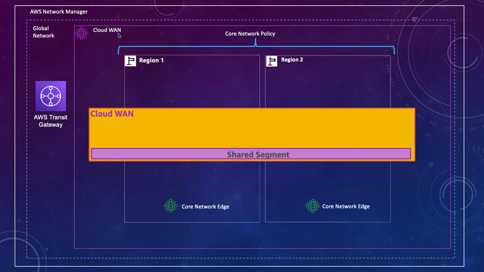Next is Cloud WAN, which you will see some places also referred to as a core network. That's part of your global network managed by AWS, like we just discussed. Next, you have the core network policy. Core network policy is a single version policy document which defines all aspects of your core network.